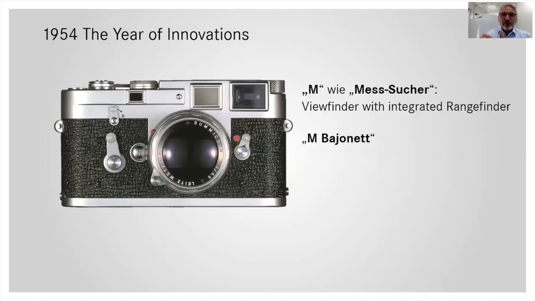So in innovations, this is the hint to 1954. I call it the year of innovations, because the M-System was introduced at that time. The viewfinder with integrated rangefinder, the M bayonet was introduced. I think you know it already. So the M-System exists now for more than 60 years. It's quite good.